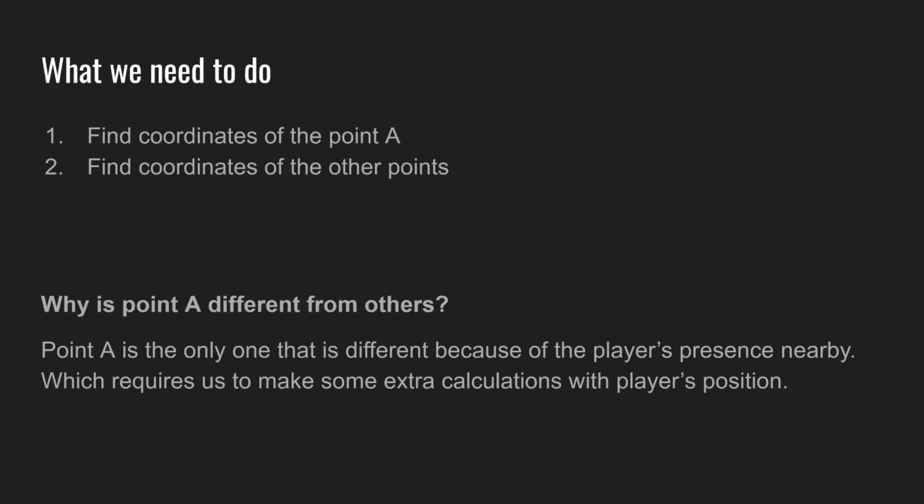Alright, then what do we have to do on our program now? First, let's find the coordinates of the first intersection point, which is point A. And just after finding it, we can figure out a way to find the rest of the points. Well, but why the first intersection, or in other words, the point A, is different from the other points? Well, because the player is close to it. This simple fact will change the way that we will calculate point A.